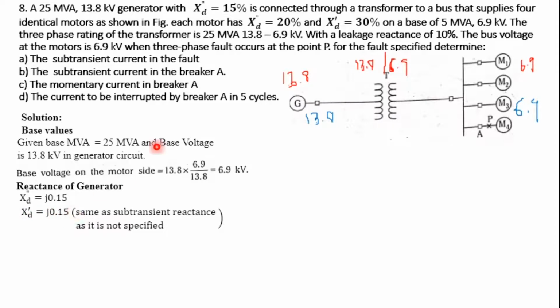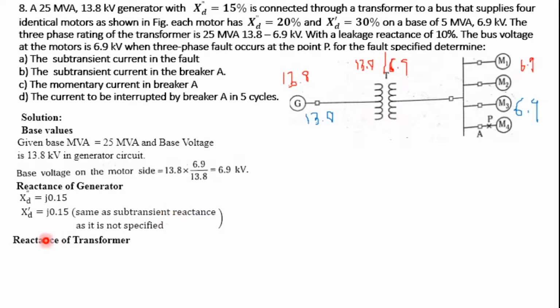What you can observe here is that Xd double dash, 15%, is connected through a transformer to the bus, and he has not mentioned the transient value, so it is the same as this. We are assuming that the transient reactance is the same as the subtransient reactance, as it is not specified. If he specifies it, then we have to take the value he has mentioned.